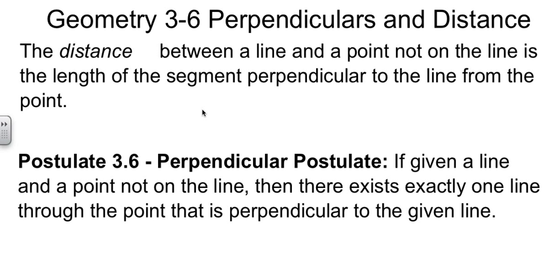And we're guaranteed by postulate 3.6, the perpendicular postulate, that if we have a point sitting off of a line somewhere, there's exactly one line that goes through there perpendicular to the given line. That's very similar to the parallel postulate that we had last time, that said if you have a line and a point, there's only one line parallel to the original line. This one's saying there's only one line perpendicular to the original line. The basic idea is you don't have two perpendiculars from the same place.